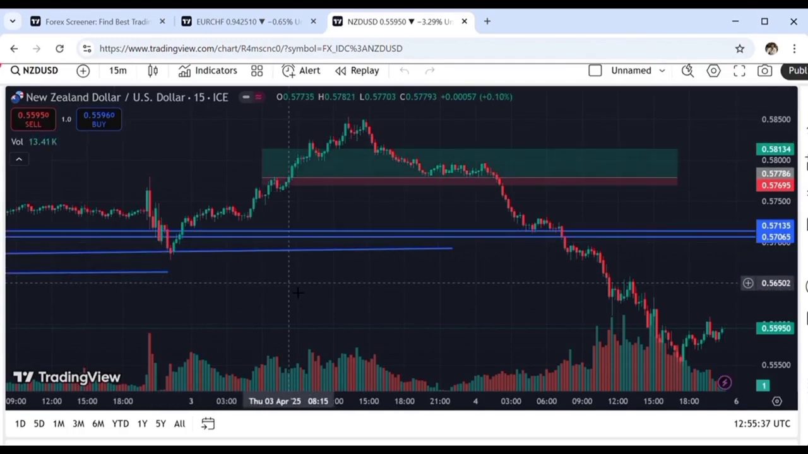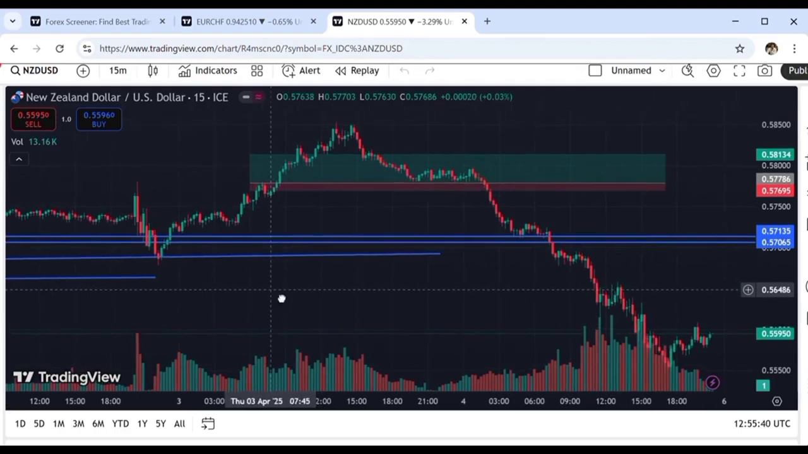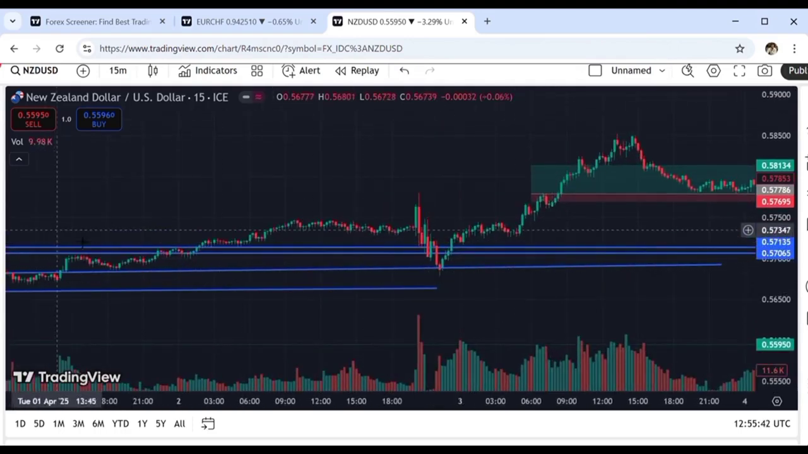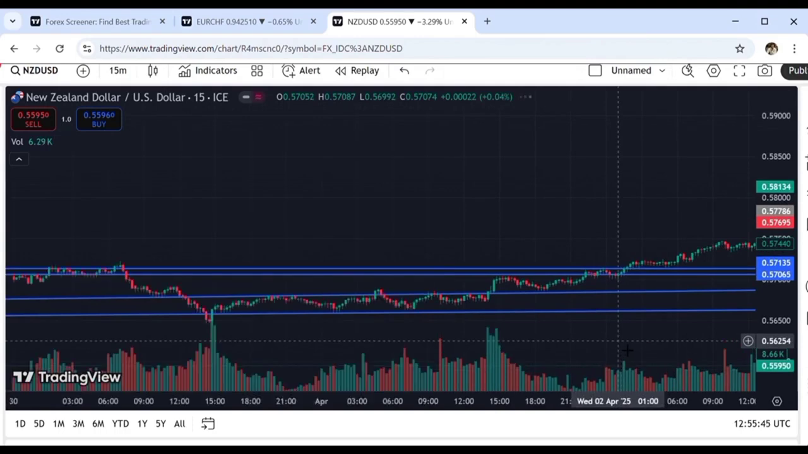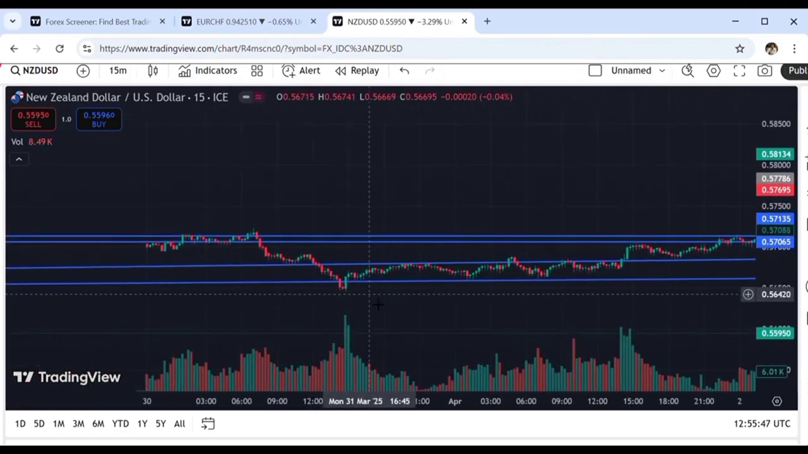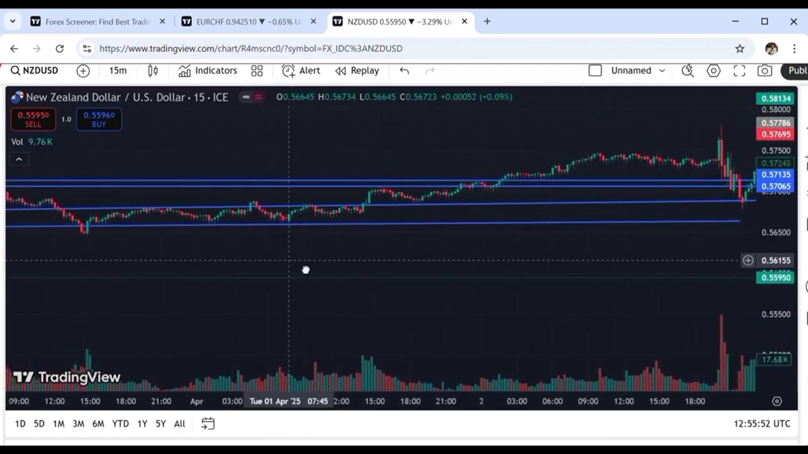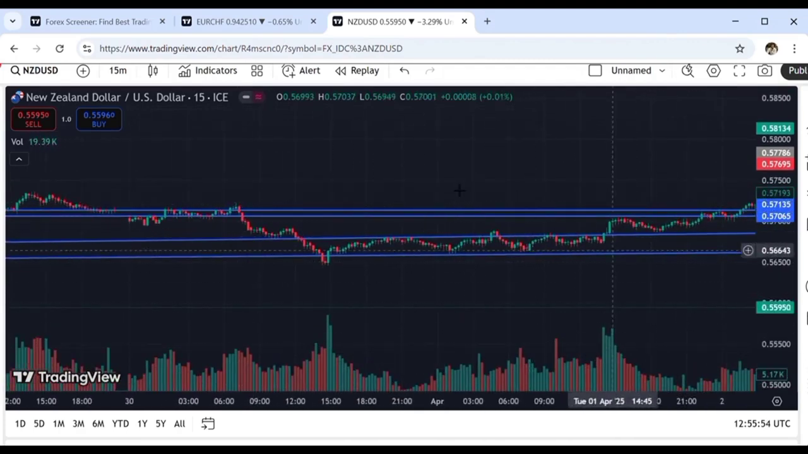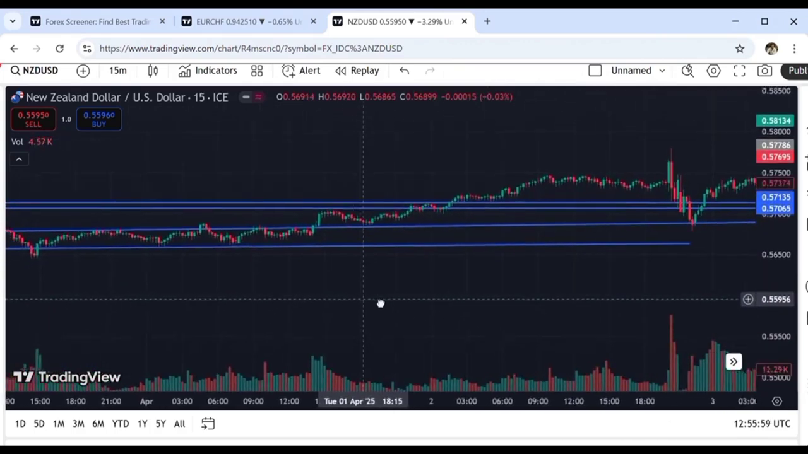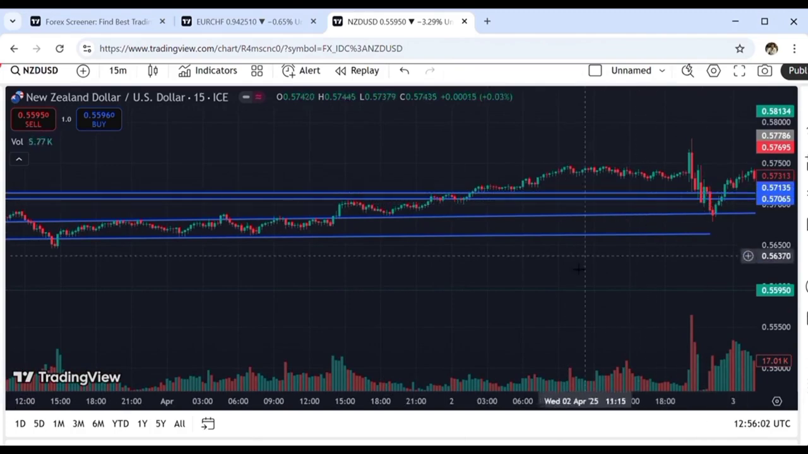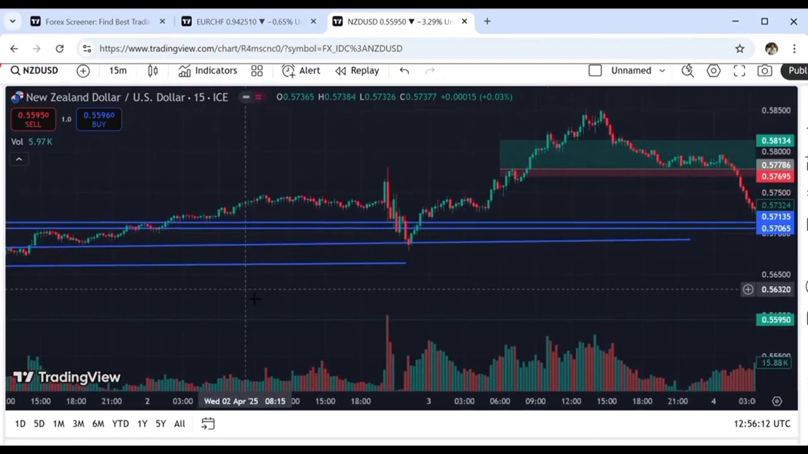So this is my 15 minutes. You can see now. So here's the liquidity swipe here. Here's the liquidity swipe. And you can see how price went up. So in 15 minutes, you can count from here. You can see the... okay. So this is the 15 minutes now.